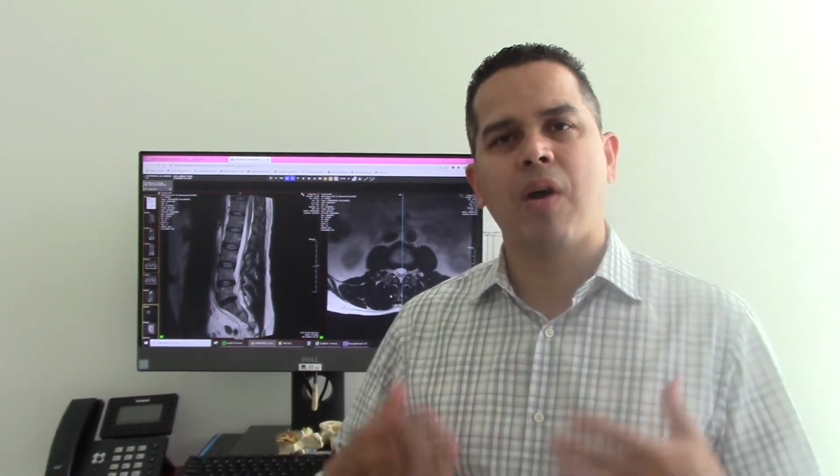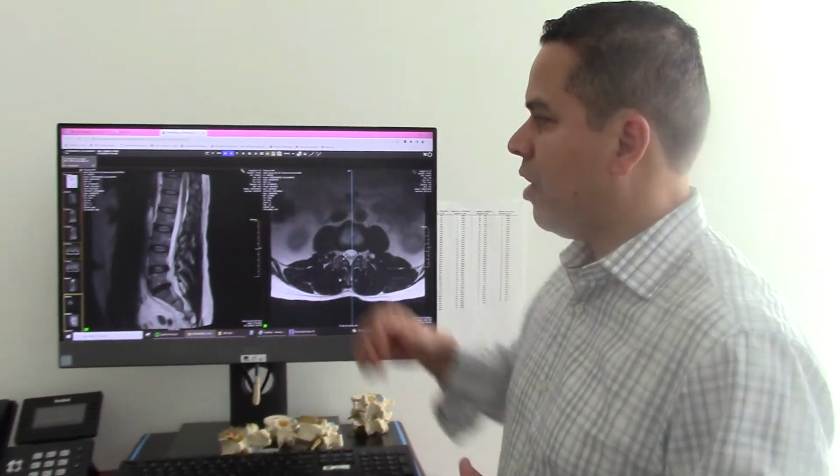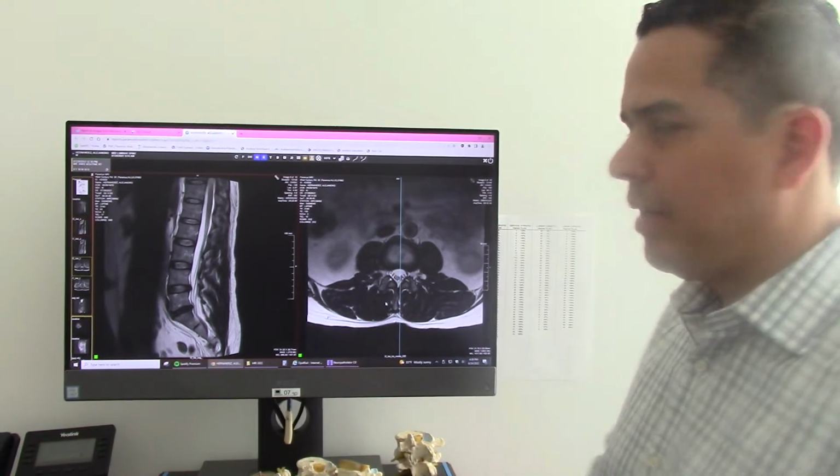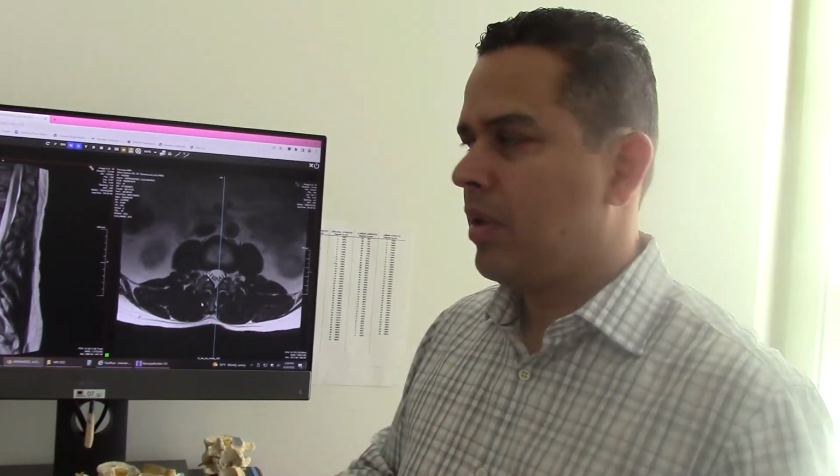Today I want to talk about MRI. Particularly, we're going to talk about the low back MRI, also known as the lumbar MRI. We have an image here of an MRI of the low back, and we're going to talk about myself. We're going to talk about my lumbar MRI, and I'll share with you what happened to me.